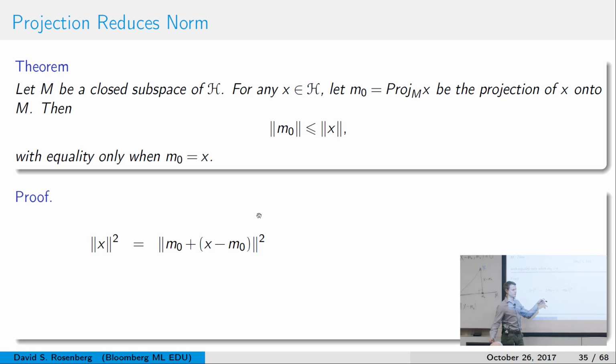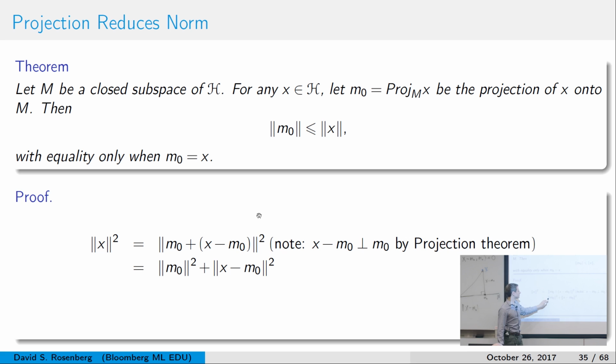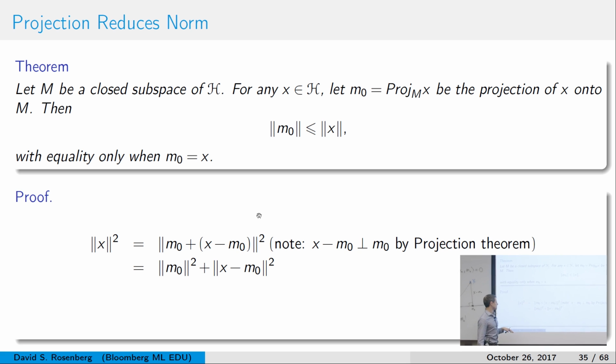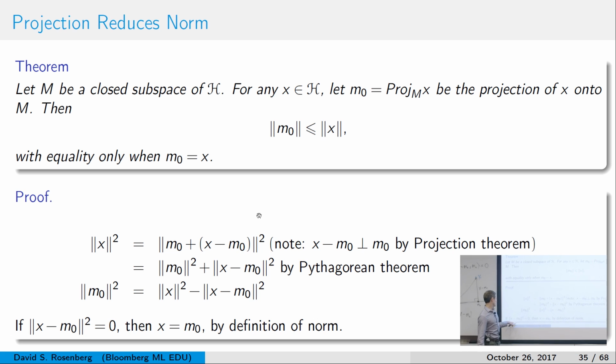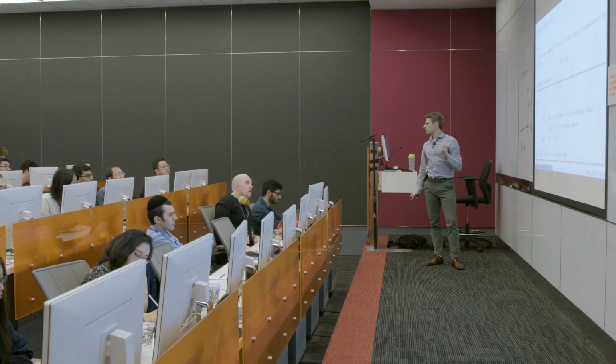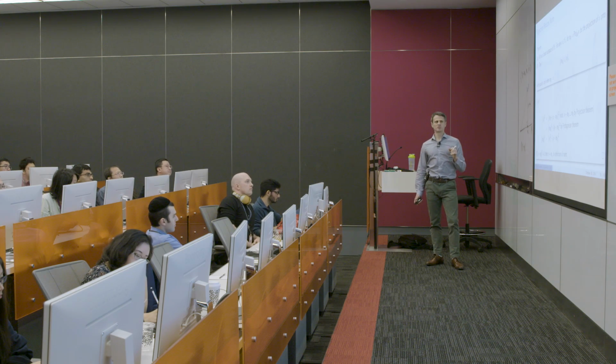Well, that would be rederiving the Pythagorean theorem. I guess we can just use the Pythagorean theorem directly. Since M0 and X minus M0 are orthogonal, we have the Pythagorean theorem, so we can break that norm up, and then we can just drop this piece. If we drop this piece, we know that the norm of M0 squared must be less than or equal to the norm of X squared, which gives the result. OK. So this is the other theorem that we're going to need to use: projection reduces norm.